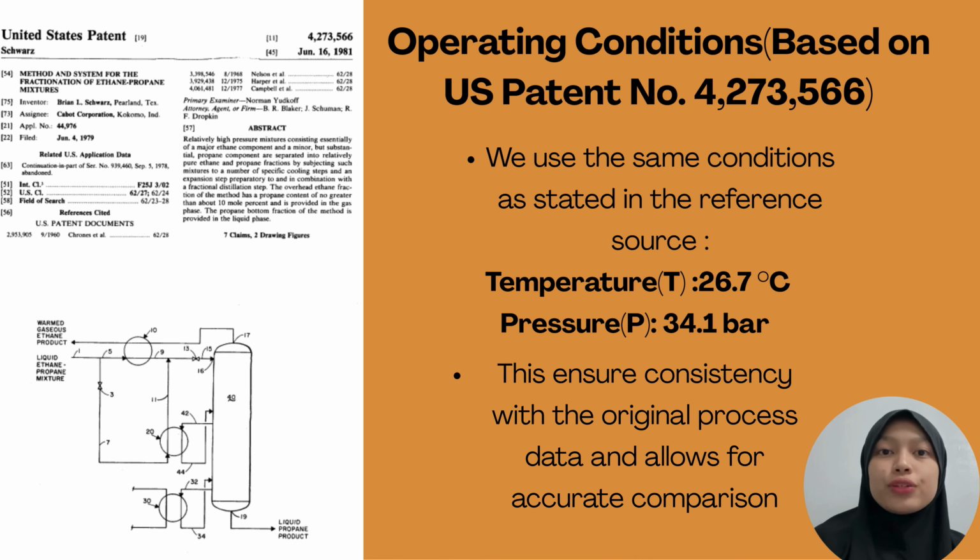For the next operating condition for this project, for consistency, we adopted the same operating conditions as given in the reference source, which are a temperature of 26.7 degrees Celsius and a pressure of 34.1 bar. Using these values helps us align our simulation or calculation with the reference process. It also avoids unrealistic assumptions and ensures that our results can be meaningfully compared with the actual system described in the patent. Additionally, using reference values improves the accuracy and credibility of our project findings.